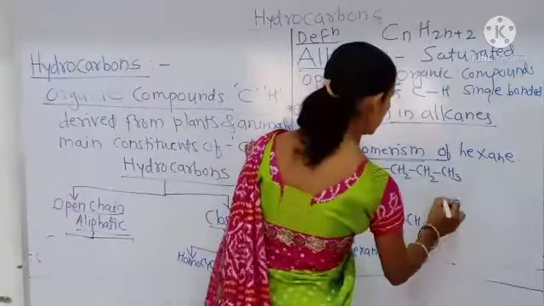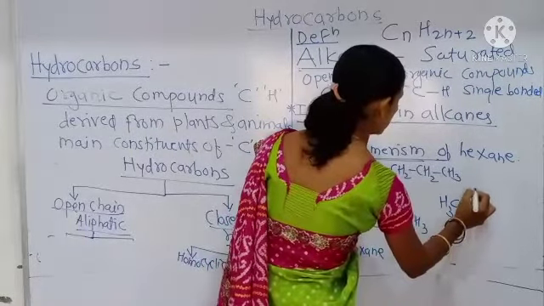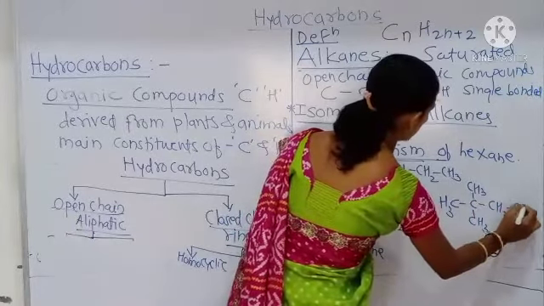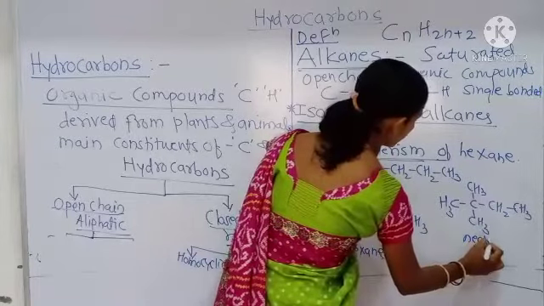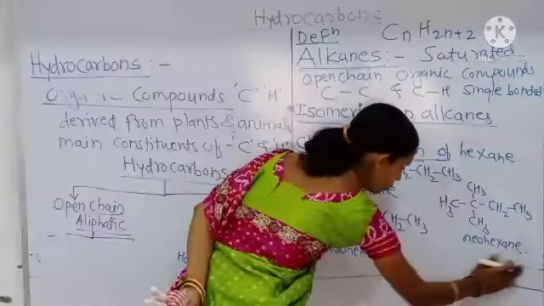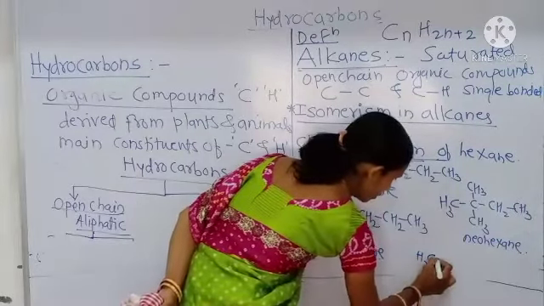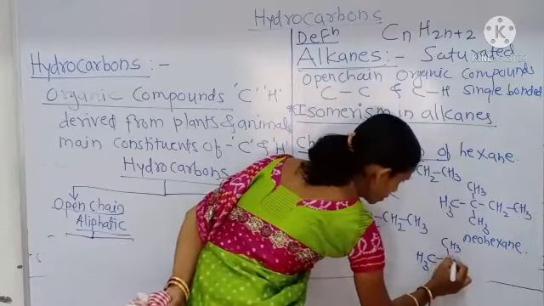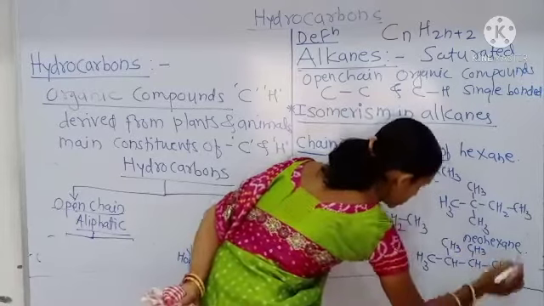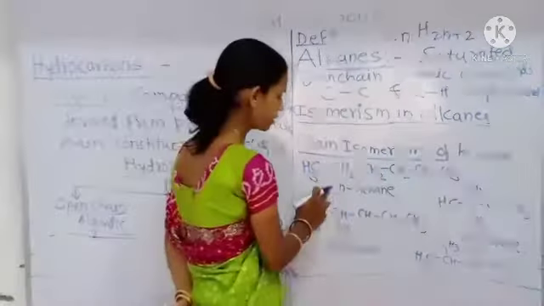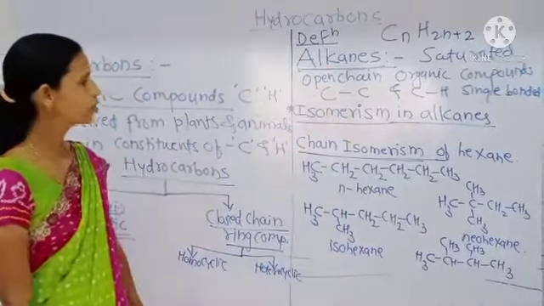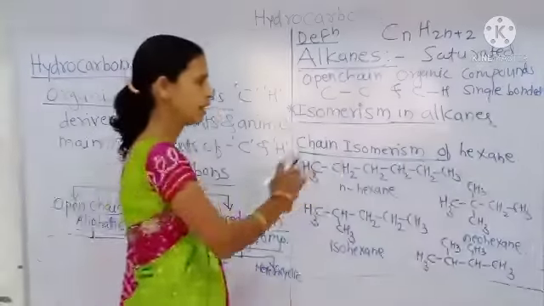and CH2CH3, that is neohexane. And one more isomer of hexane is CH3. That means there are four different types of chain isomerism shown by hexane.